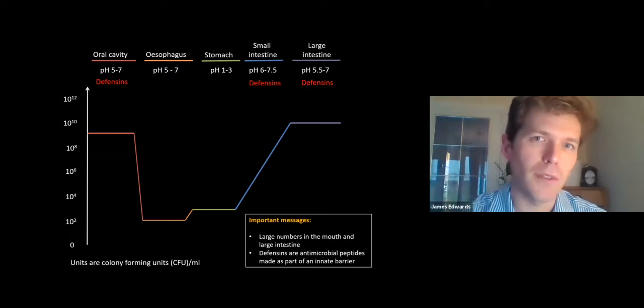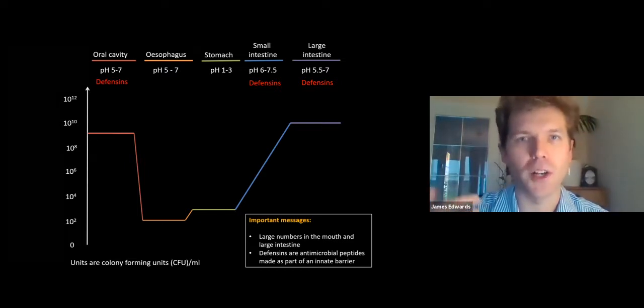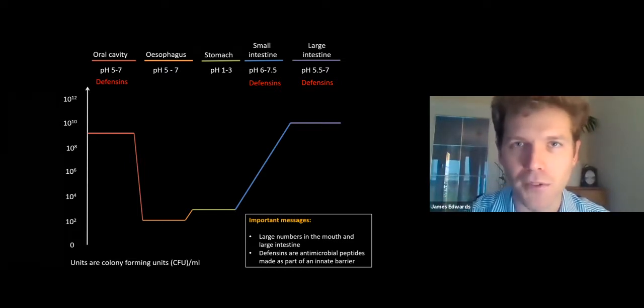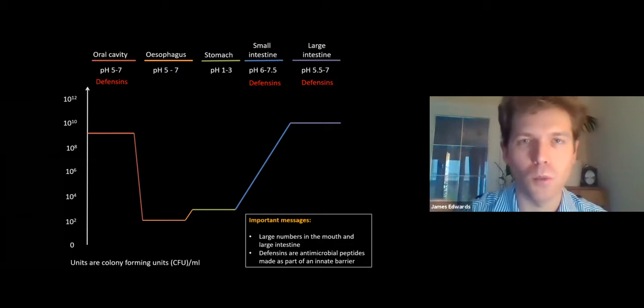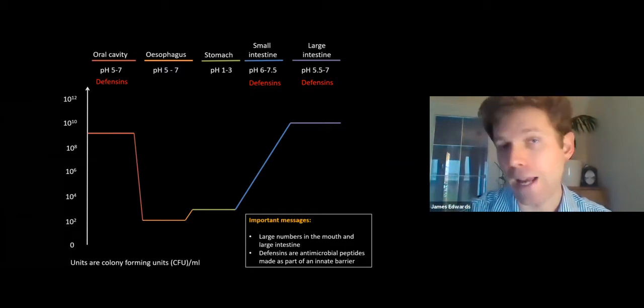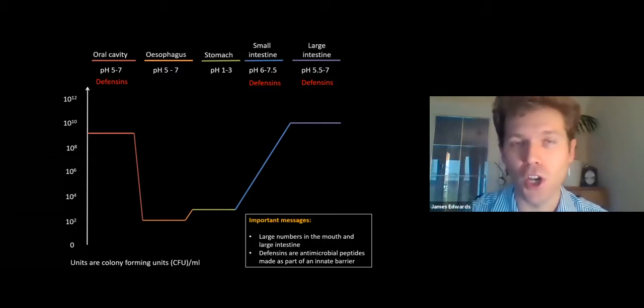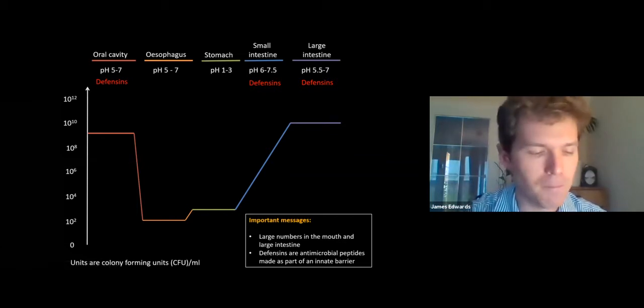Then they come to the stomach, and the stomach obviously has low pH, and unsurprisingly that kills off large numbers of cells. Now, it's not completely sterile, so very small numbers of cells will survive, and they will make it through to the small intestine. And as mentioned, there's one specific pathogen to know of, Helicobacter pylori, which grows within the stomach. So it's a very specialized pathogen in that sense.